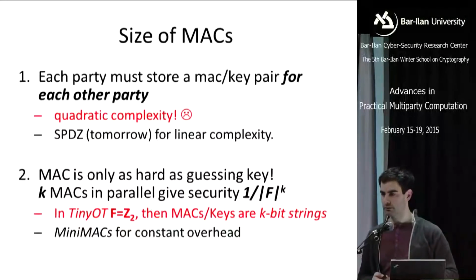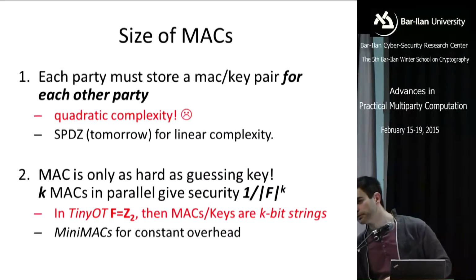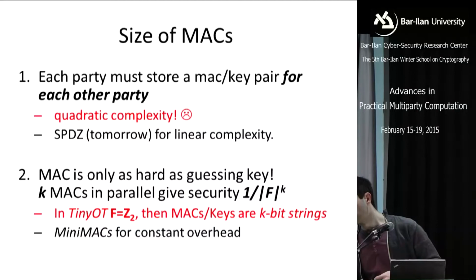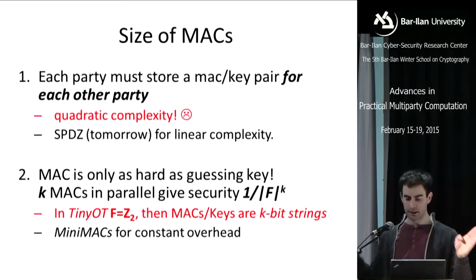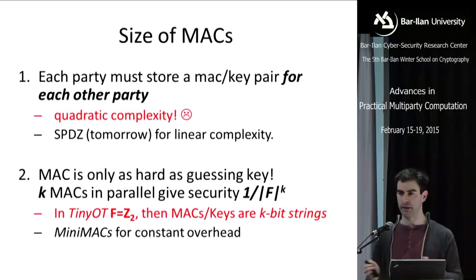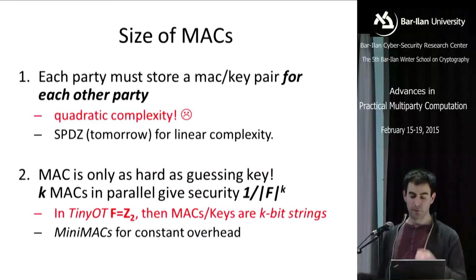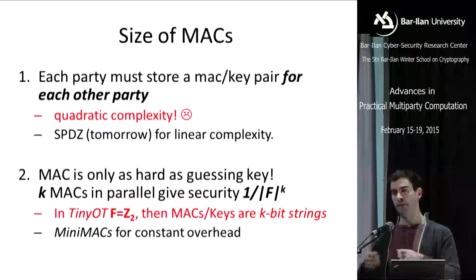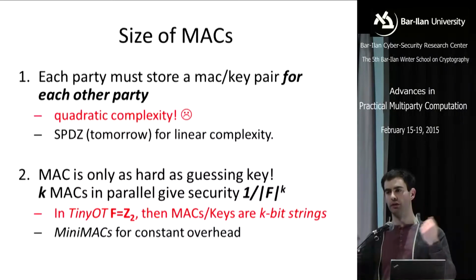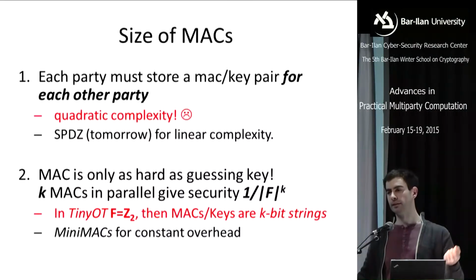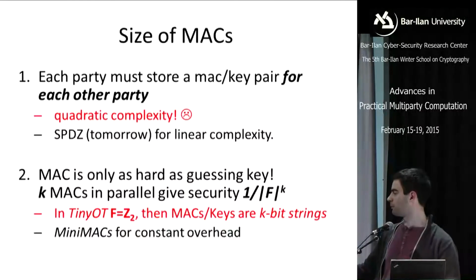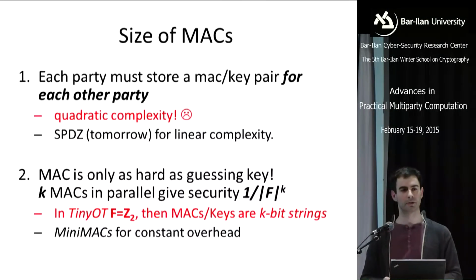So all of these MACs have different keys and delta. The delta is different for all these k MACs? The delta is different. Yeah. So those are like k parallel MACs with different deltas. Which means that in TinyOT, which is the protocol I'm going to talk about today, the MACs and the keys are k-bit strings, because bits are not good enough. If you want to insist on having a representation which only has a constant overhead for active security, then you need to use this other protocol which is called MiniMAC, which Ivan is going to talk about tomorrow.